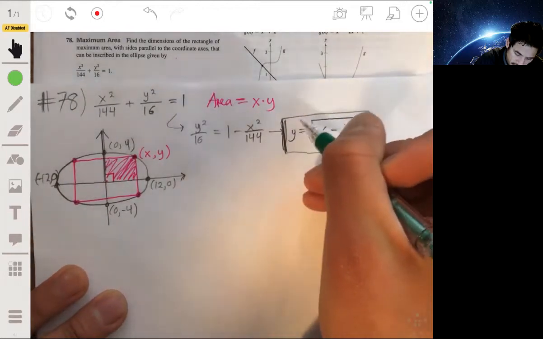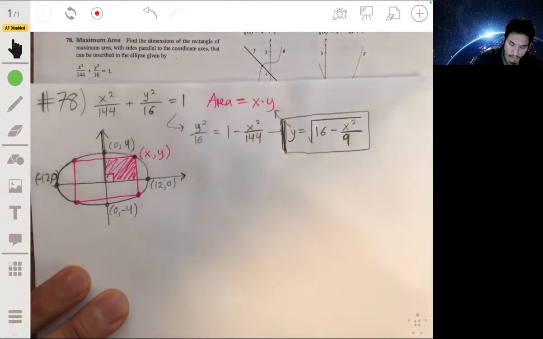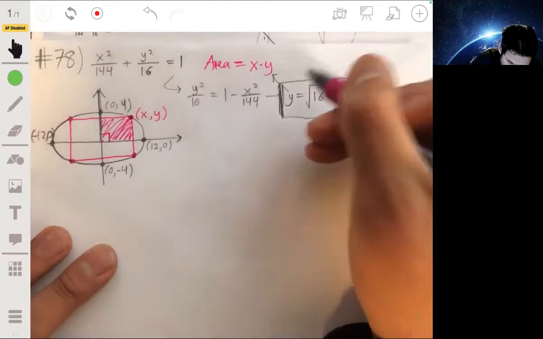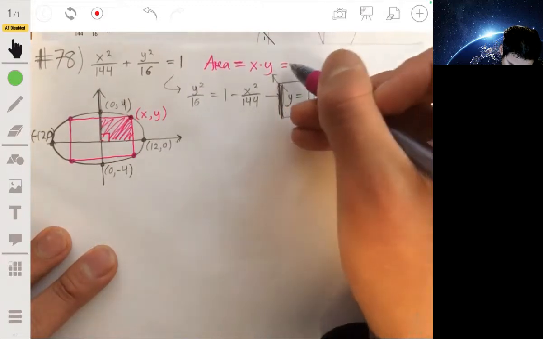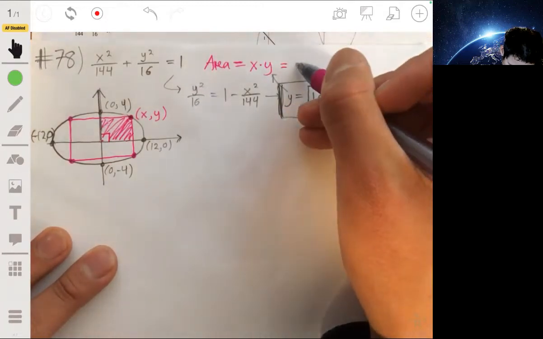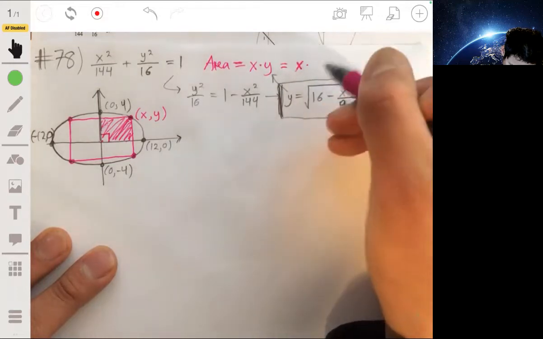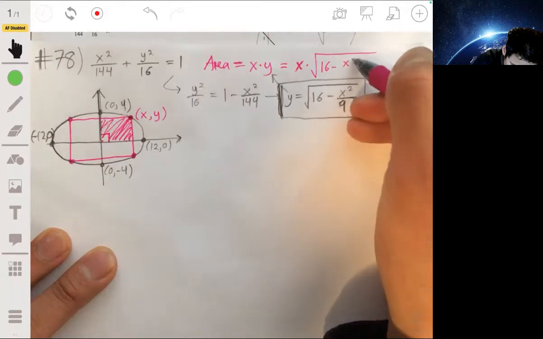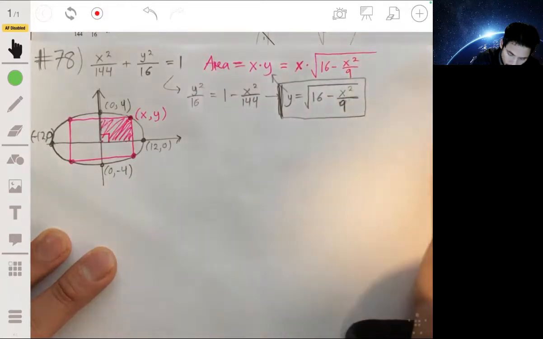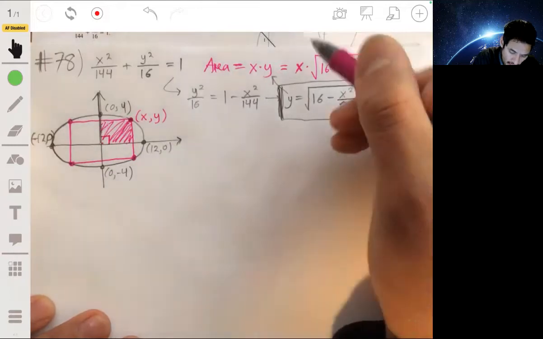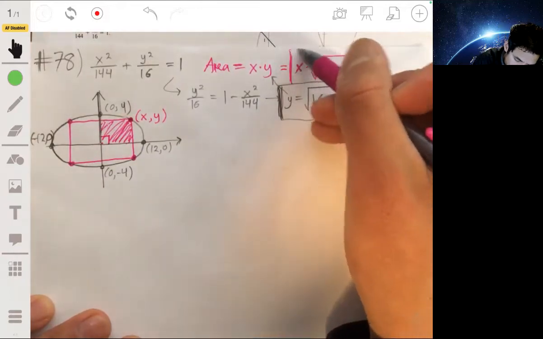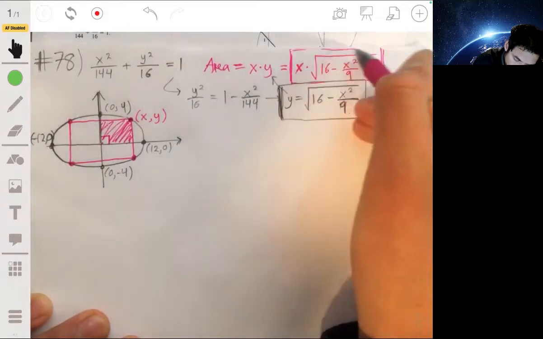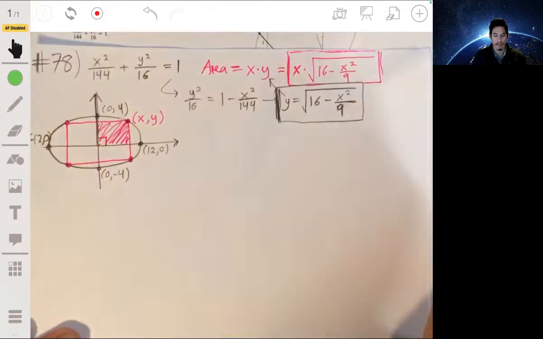Then I plug this equation for y into here, and I get my equation for area to be equal to x times the square root of 16 minus x squared over 9. Now I have my primary equation that I can work with. Right up here, little star.